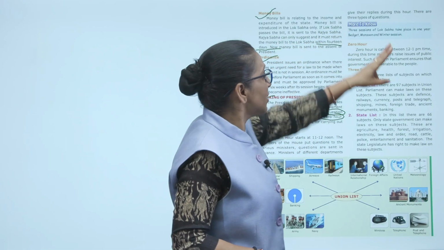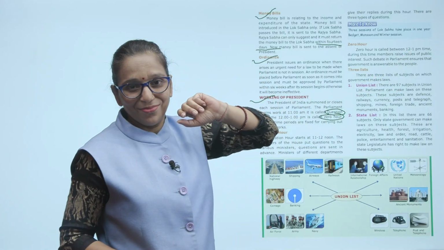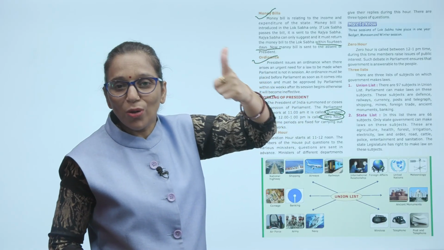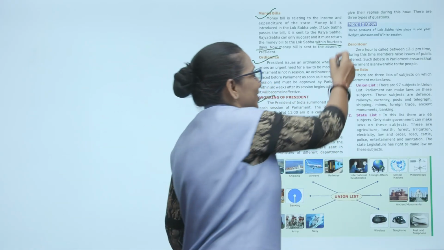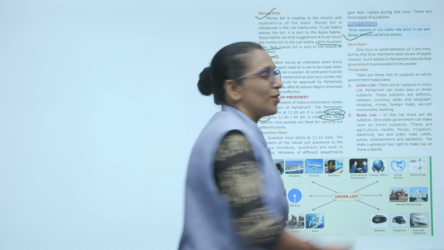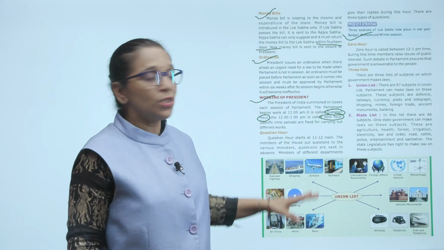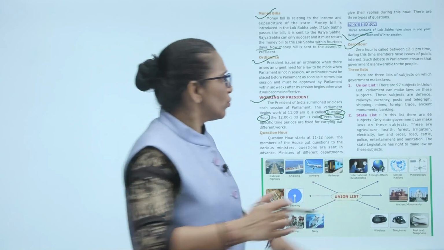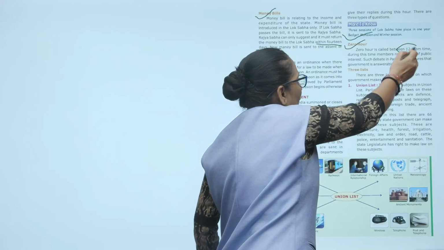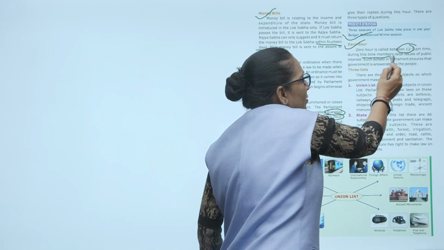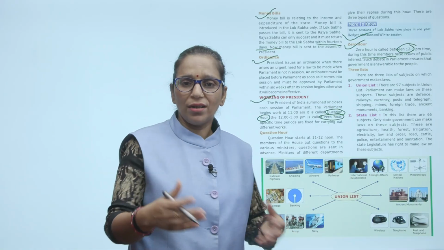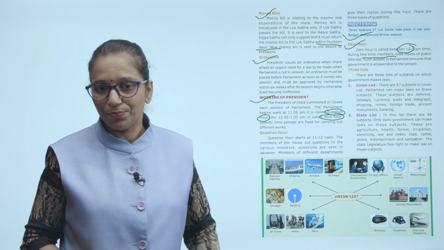And there are 3 types of questions. Now see, more to know. 3 sessions of Lok Sabha take place in a year: budget session, monsoon session and winter session. 3 times Parliament meets in a year. Now after question hour there is a zero hour. Zero hour is called between 12 to 1 pm and during this time members raise issues of public interest. Such debate in Parliament ensures that government is answerable to the people.